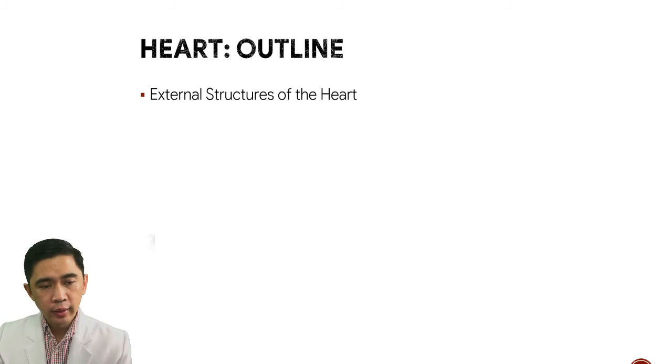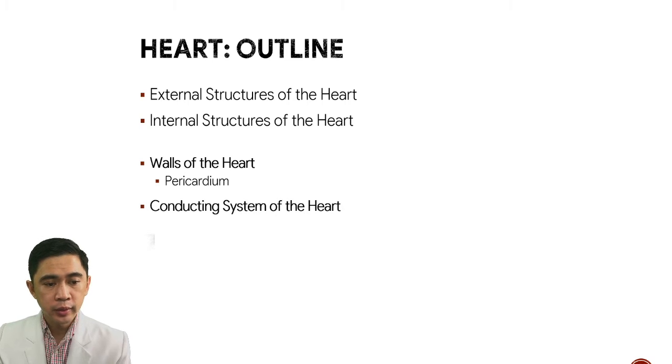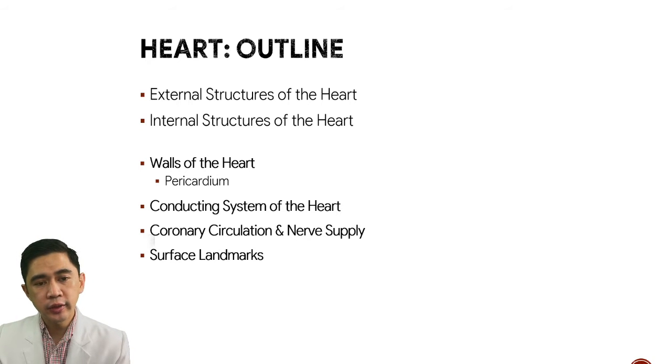First, I will talk about external structures of the heart, the internal structures of the heart, the walls of the heart, including the pericardium, the conducting system of the heart, the coronary circulation and nerve supply of the heart, as well as surface landmarks.